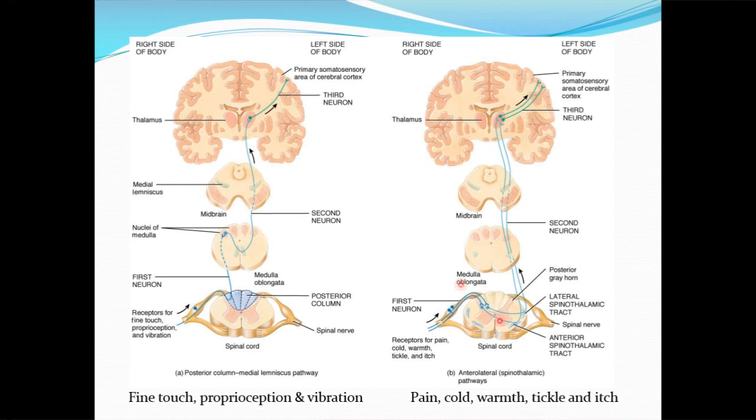Okay. Pain, cold, warmth, tickle, and itch comes through here. Here's your first neuron, synapses there, pretty much the same, but here it crosses over to the lateral spinothalamic tract. Through there, here's your second neuron. Through there, synapses in the thalamus, and then through to the primary somatosensory area.